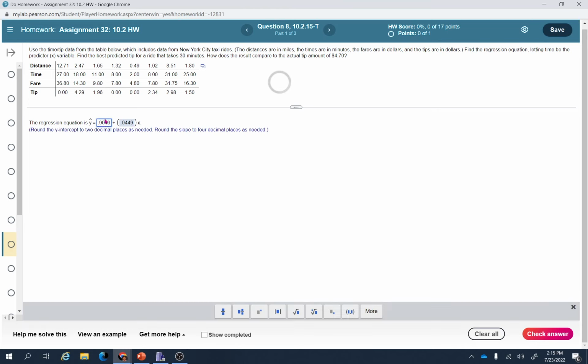This value is fine, but the y-intercept, what is that? Round the y-intercept to 2 decimal places. Oh, okay. The y-intercept means this value has to be 2 decimal places, so it should be 0.90 only.